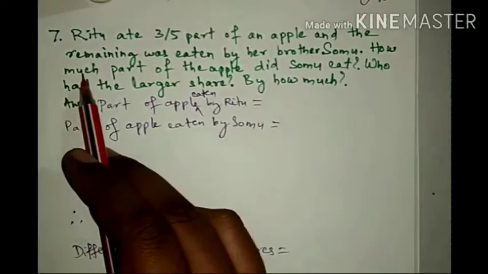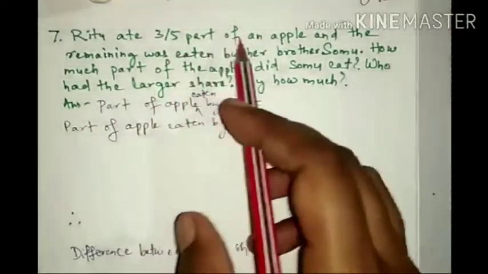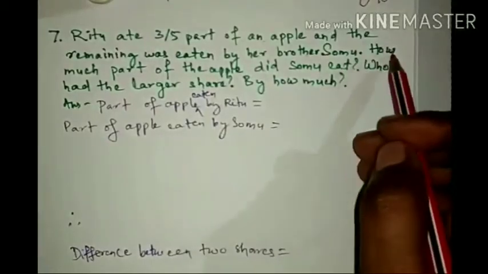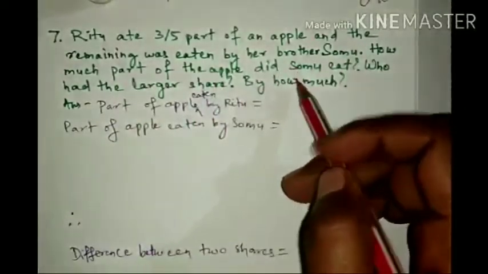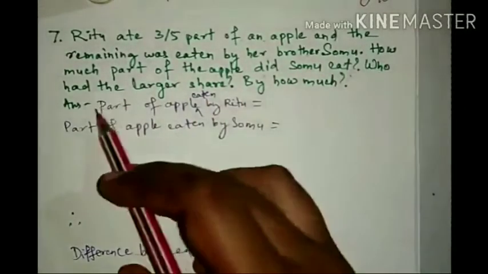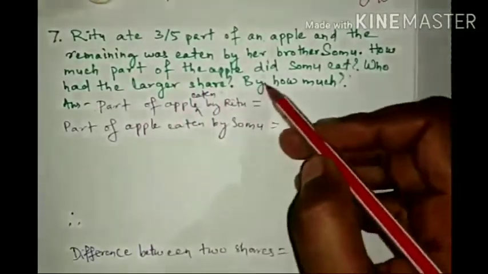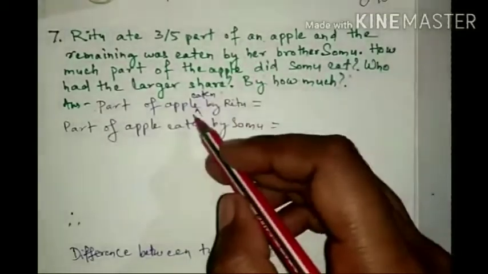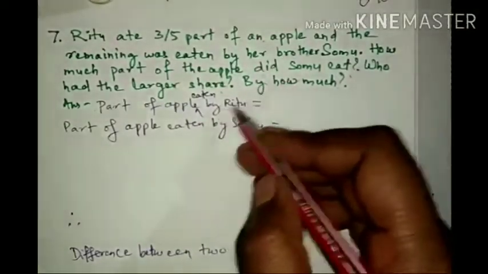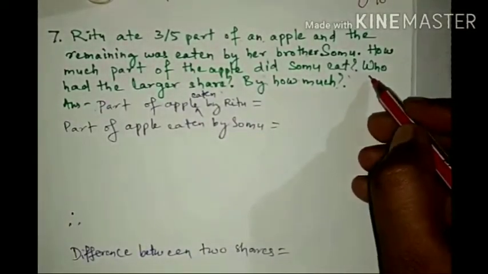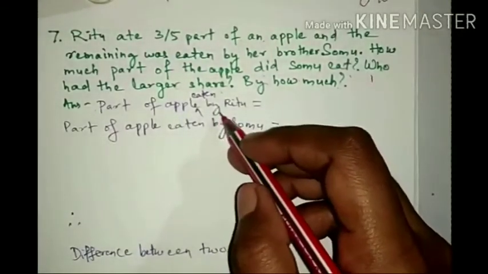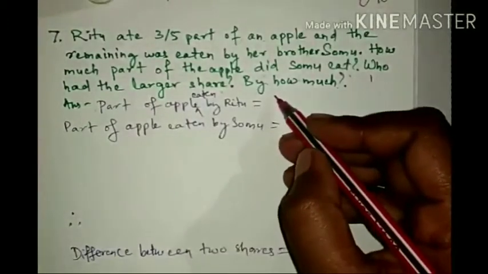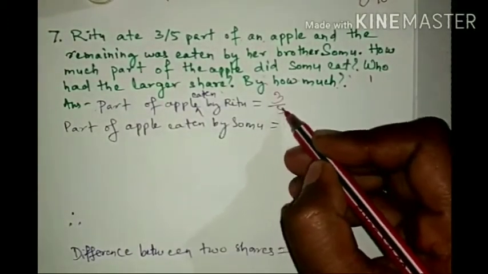Number 7. Ritu ate 3 by 5 part of an apple and remaining was eaten by her brother. How much part of the apple did Somu eat? Who had larger share by how much? So let whole part is 1. If whole part is 1, then part of apple eaten by Ritu is 3 by 5.